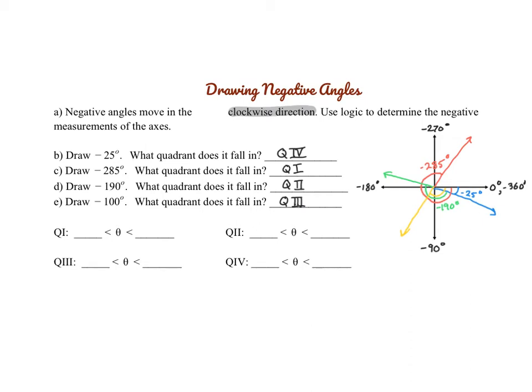So if we're determining the angle measurements for each quadrant using negative angles, if we're in quadrant 1, it's negative 360 to negative 270. Remember, negative 360 is actually smaller, so we should put that on the left. For quadrant 2, it's negative 270 to negative 180. For quadrant 3, it's negative 180 to negative 90. And for quadrant 4, it's negative 90 to 0. So again, it's broken down in the same way, it's just moving in that clockwise direction.